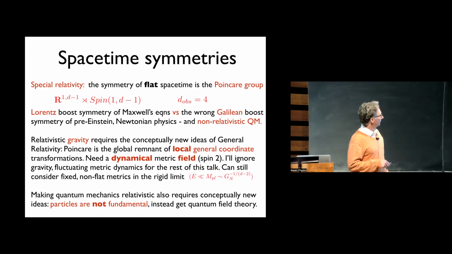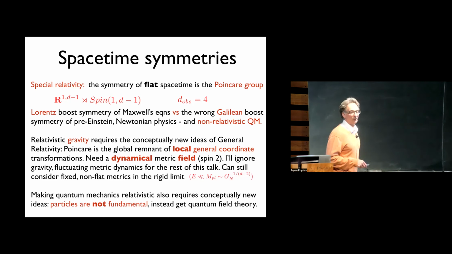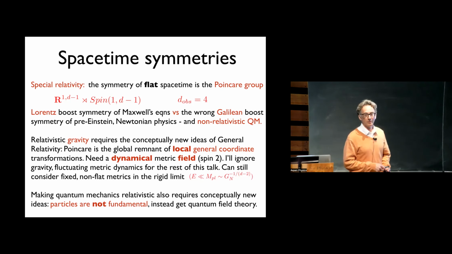Now, making gravity relativistic required conceptually new ideas of general relativity. And in that context, the global Poincaré symmetry is a global remnant of a local general coordinate transformation. And so in order to do that, you need a new element, which is the dynamical metric field of spin two. And that introduces complications in quantum theory, so I'll ignore gravity the rest of this time.